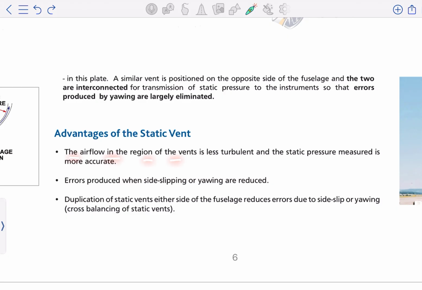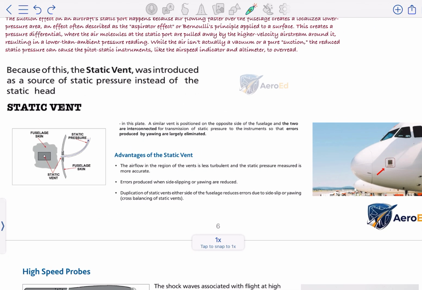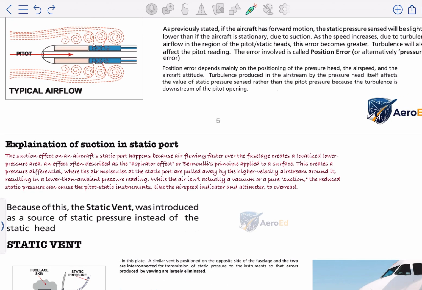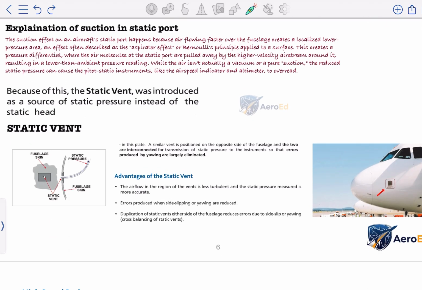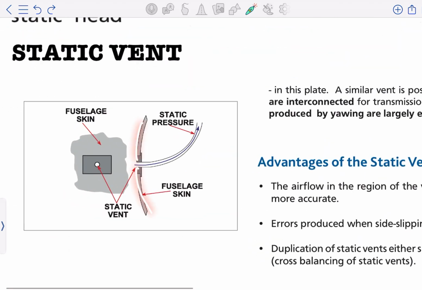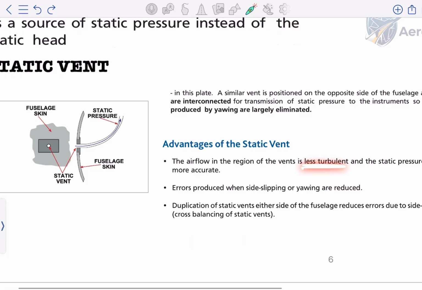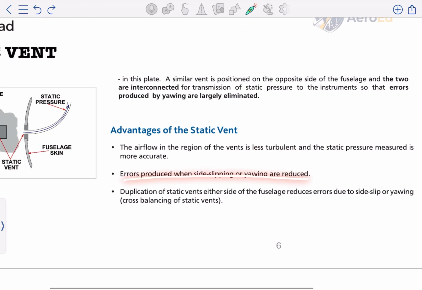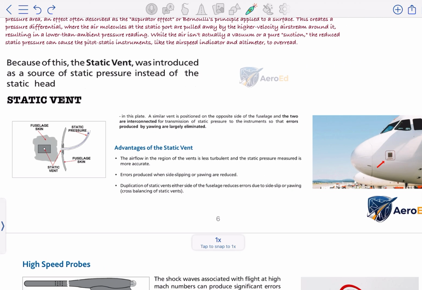The airflow in the regions of vents is less turbulent and the static pressure measured is more accurate, right? From the above explanation you can see that due to the structure of the pitot head, it affects the value of static pressure. But with this structure, the turbulence will be less compared to the static head, right? Errors produced while side slipping or yawing are reduced. Duplication of static vents on either side of the fuselage reduces errors due to side slip or yawing. I have already explained this.